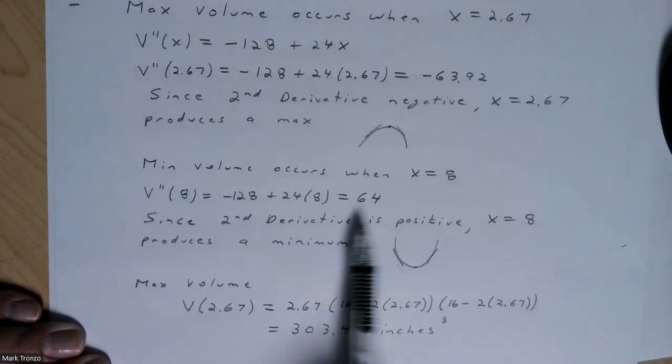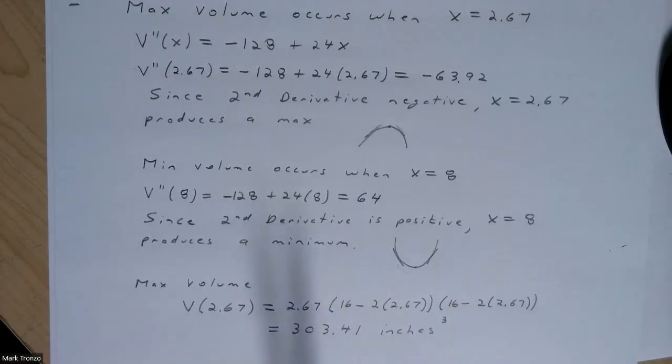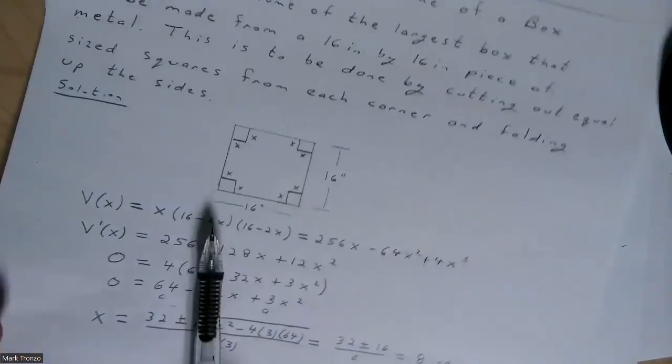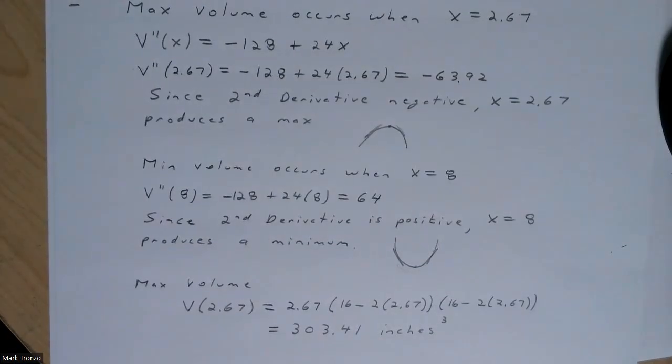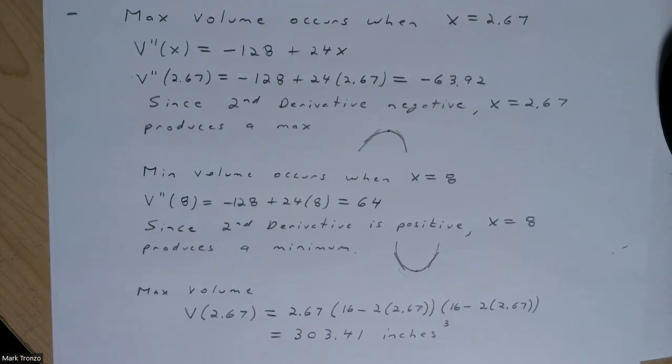And the minimum occurs when x is 8. You'll actually get a volume of 0 in that case. Remember, we put that in. If you put 8 into here, this becomes 0. So this is typical of the kind of maximum or minimum type problems you'll have in Calc 1 using the first and second derivative test.